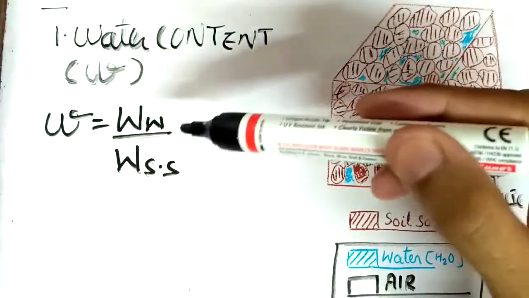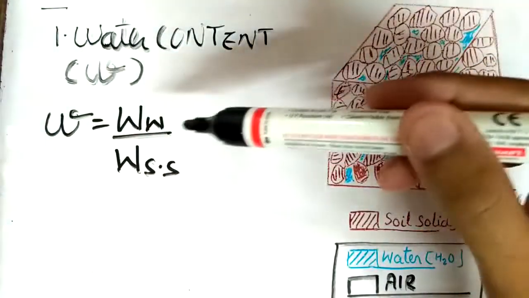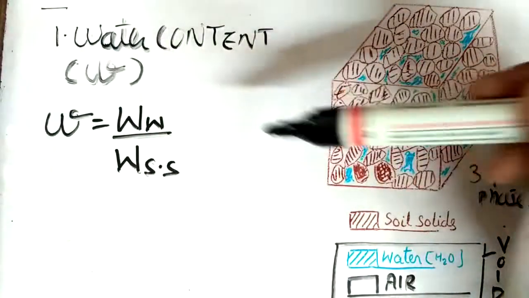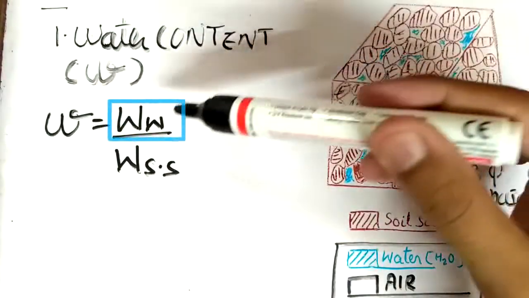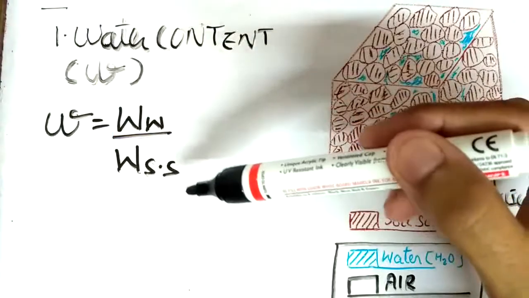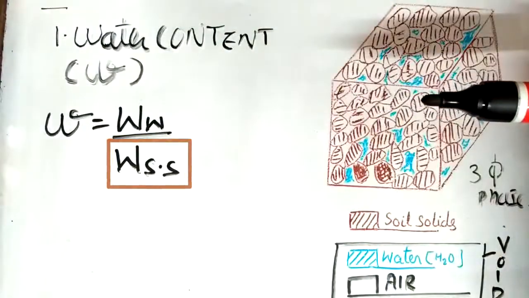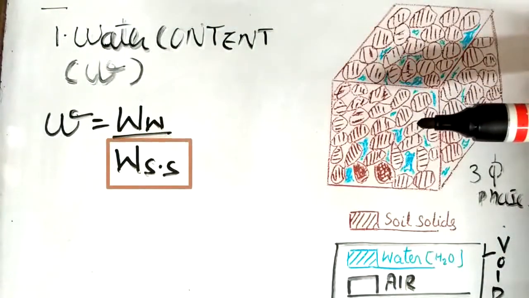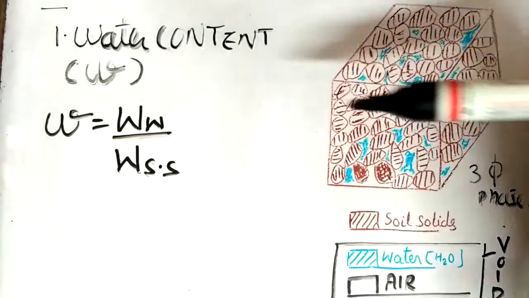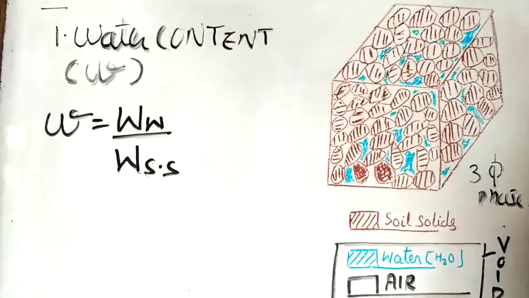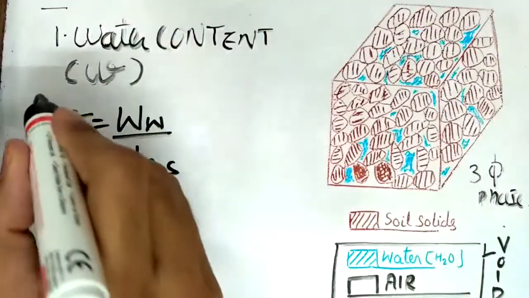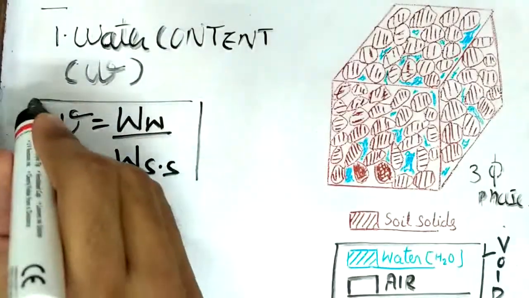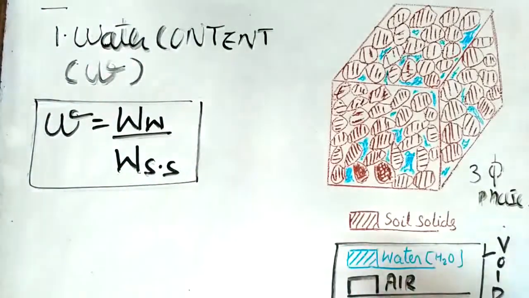So what I have done here is I have weighed all the moisture present in my soil sample in the numerator, and in the denominator I have put the combined weight of all the soil solid particles. So this represents my water content. This is the very first formula of water content. Now let's talk about the limits.